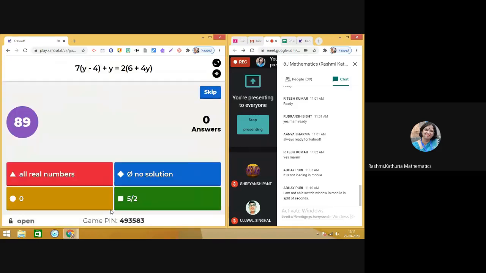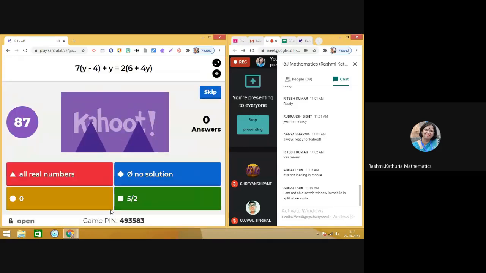Again, a question based on concentration and practice. Let me see how many of you solve it quickly. 7 into y minus 4 plus y is equal to 2 into 6 plus 4y.